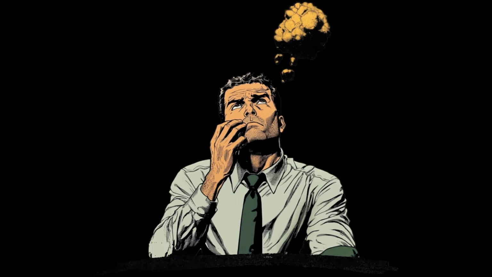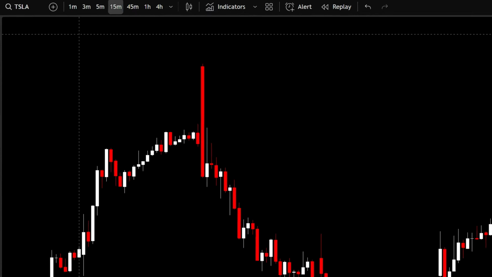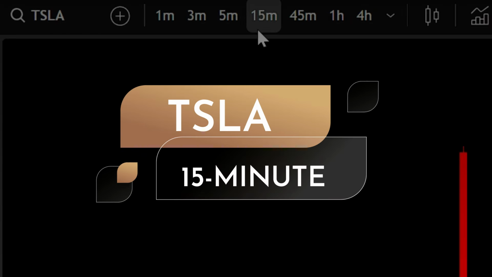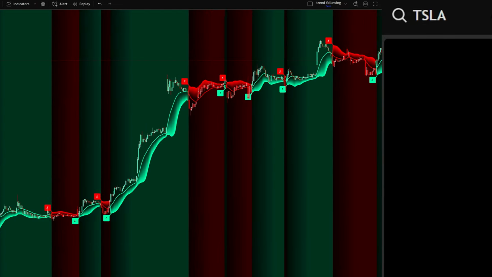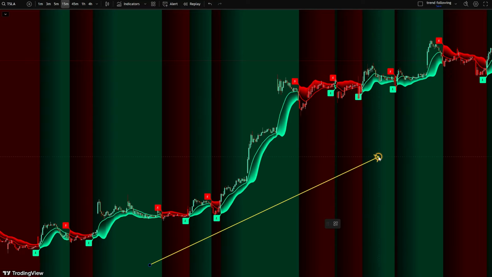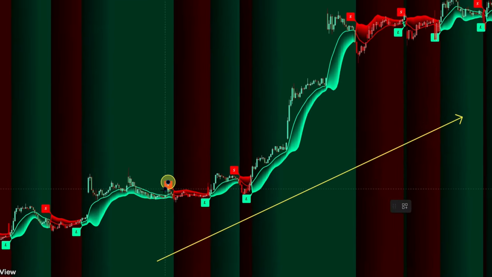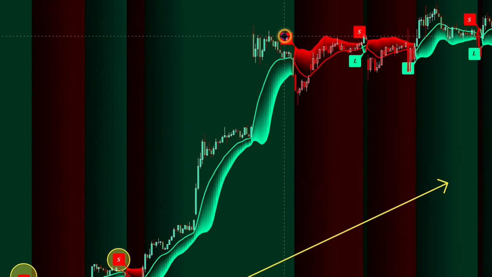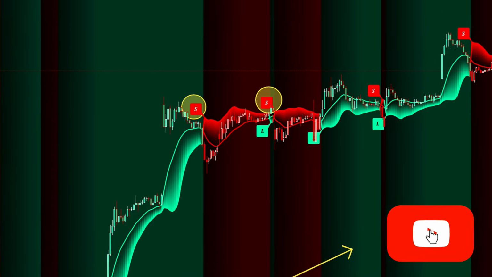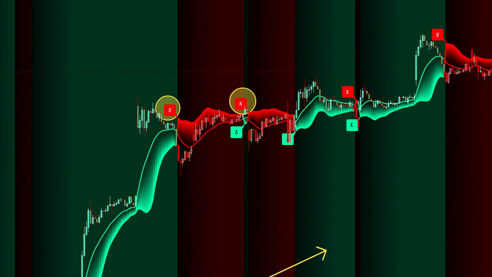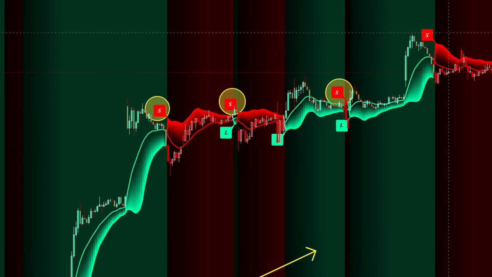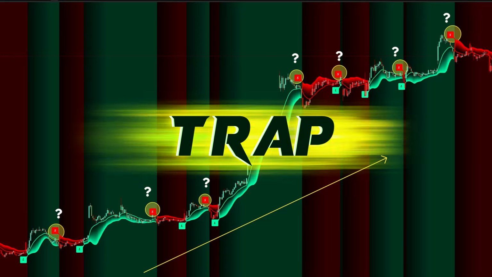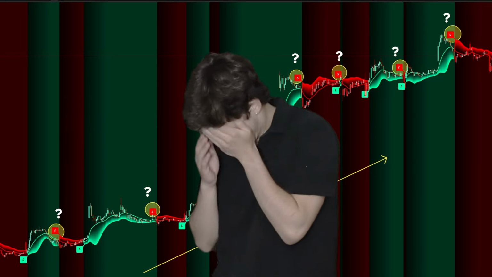But there's a catch. Look at this Tesla 15-minute chart. The trend is clearly up, right? But you will still see short or S signals popping up during the move. Those counter-trend signals are a trap. If you take every signal blindly, you're setting yourself up for losses.